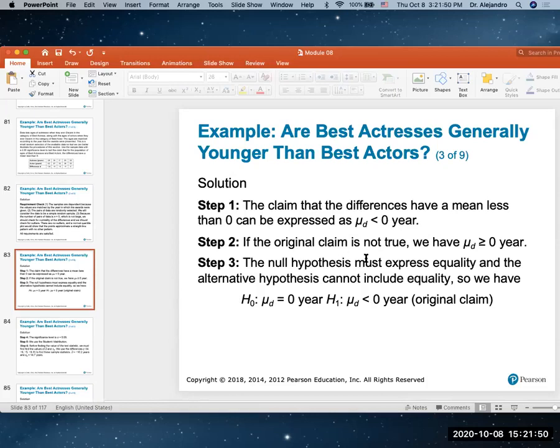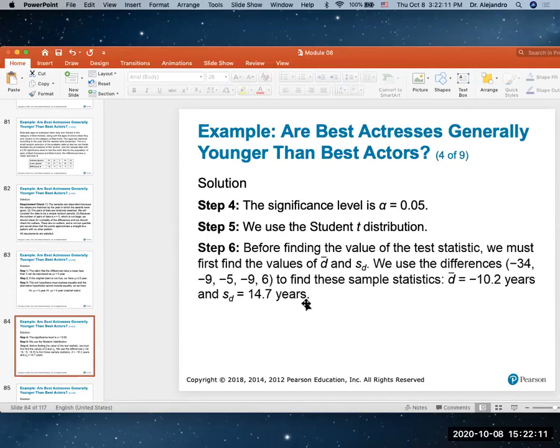If the original claim is true, we have that mu d has to be greater than or equal to 0. Now, as usual, we need to identify the null hypothesis and the alternative hypothesis. The original claim is less than 0, so it becomes the alternative hypothesis, and the null hypothesis must be equal to 0. Significance level is 0.05. We already mentioned we need to use the t-distribution.